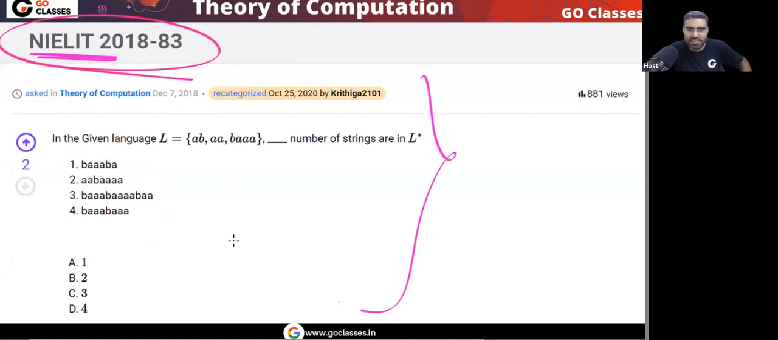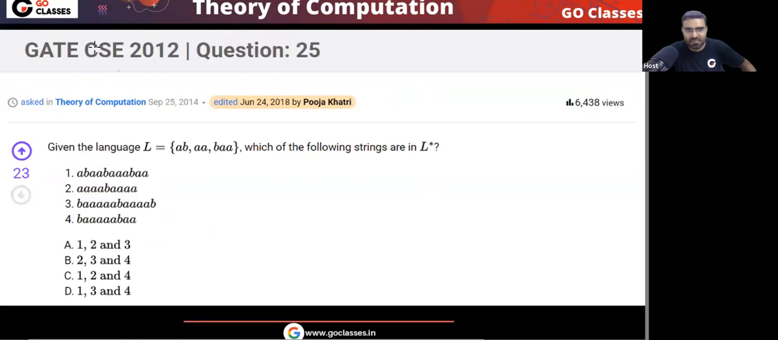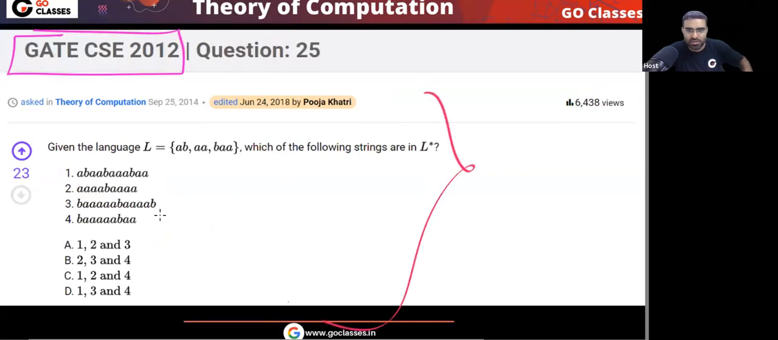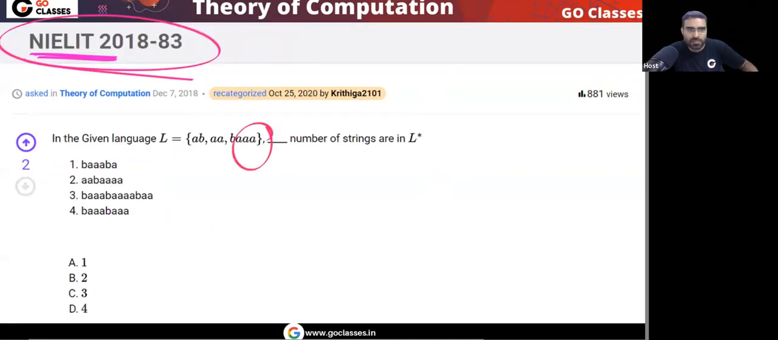Actually, these NIELIT people have taken this question from the GATE exam. They have taken this same question from the GATE exam, but they did something extra. They did this ABA, BA, just B triple A. In the GATE question you have AB, AA, BA, and in this NIELIT question you have B triple A. That is the change.